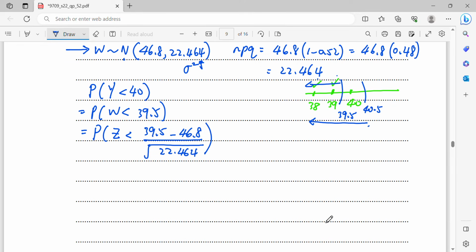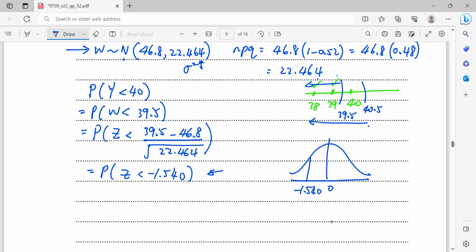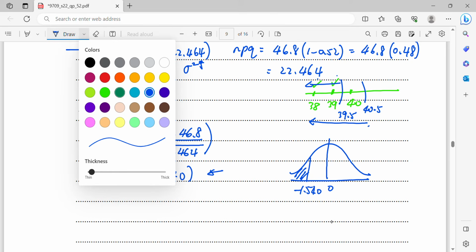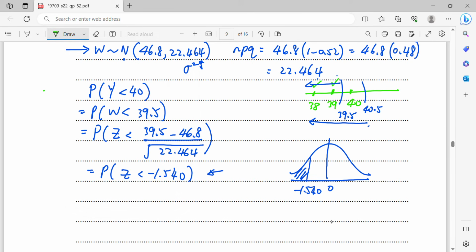Okay, then from here, when you do the calculation, you will get negative 1.540. And once you have obtained this standardized normal random variable, quickly sketch a graph, the normal graph, and mark the value negative 1.540. Less than means towards the left hand side. So this blue region is your actual region.